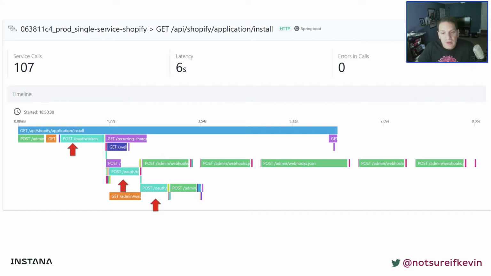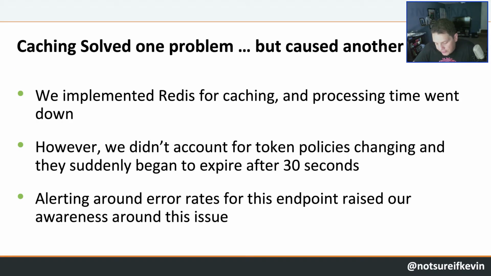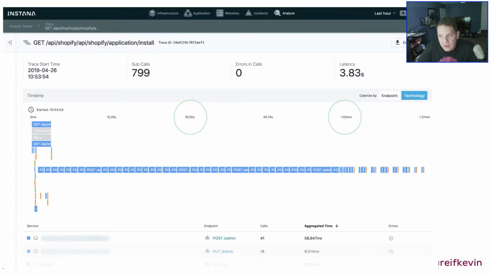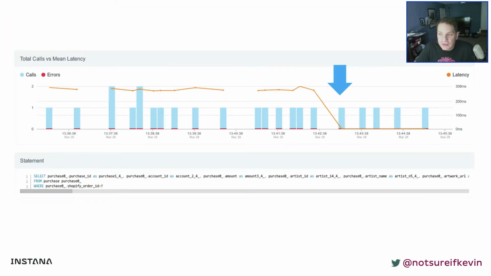And we did. We implemented Redis, and we didn't account for the fact that without those blocking calls making the auth call repeatedly, the token policy would change and expire after 30 seconds. Now, alerting around the error rates for this endpoint raised our awareness, because all of a sudden, at this particular endpoint where people are trying to install the shop into their store, we had a bunch of errors happening around 30 seconds. And once we fixed it, we were able to confirm that our application was working as we expected and our shop was able to install.